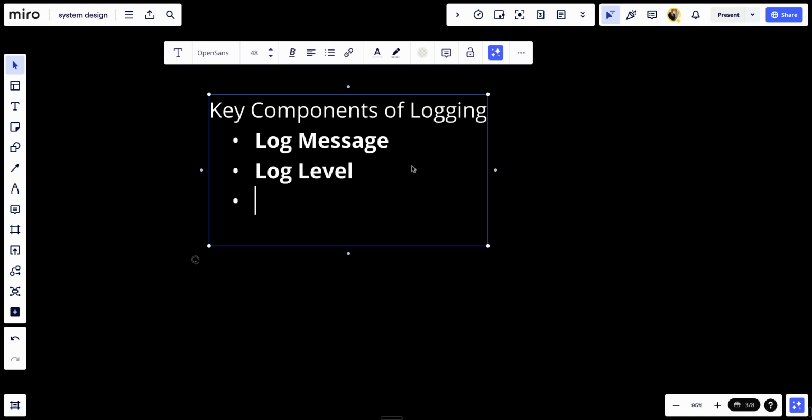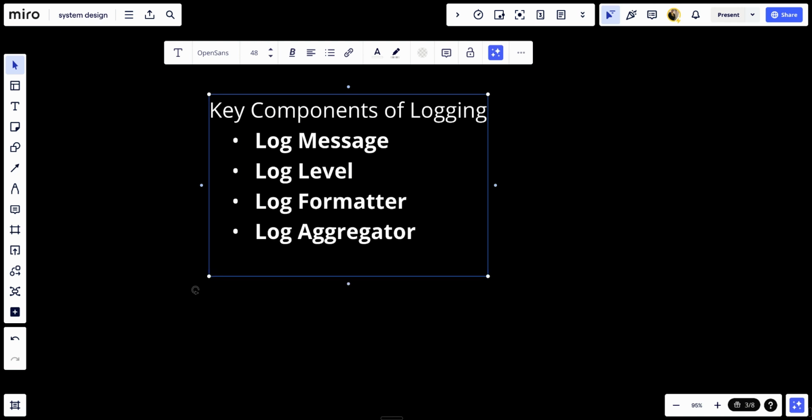Third, the log formatter defines the format or structure of the log message, making it readable and consistent. This might include the timestamp format, the inclusion of metadata like thread or process ID, and the ordering of message components.